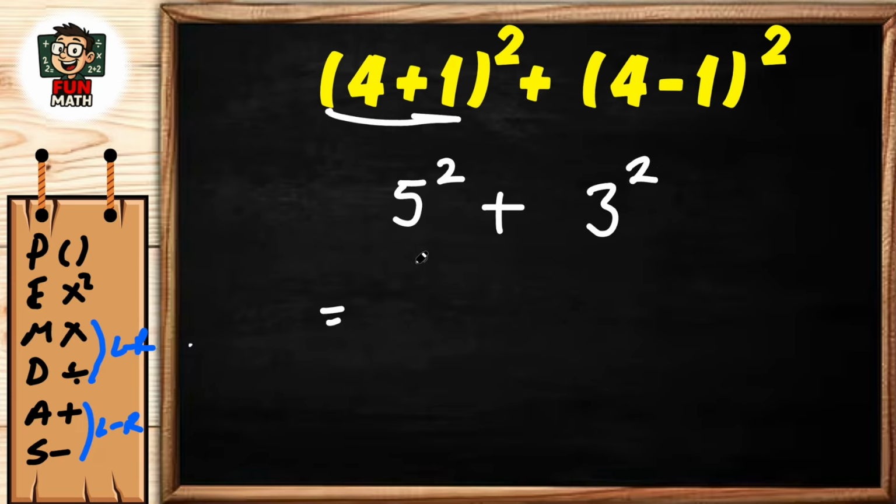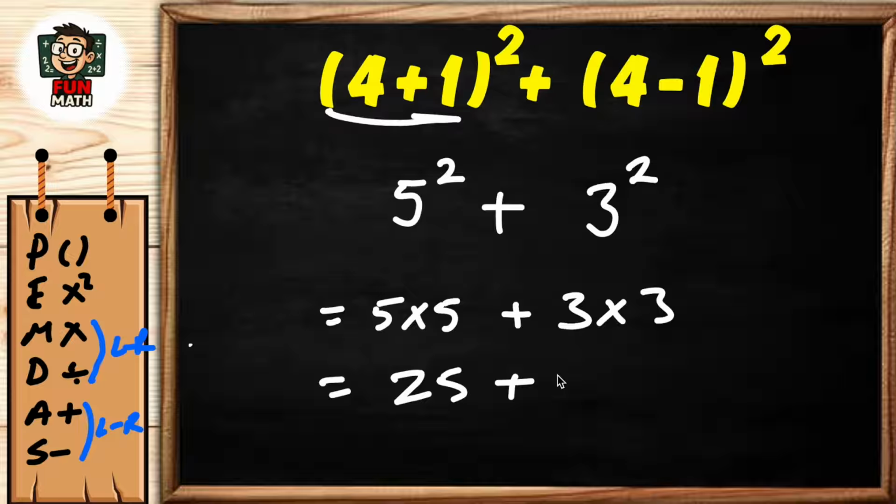5 to the second power equals 5 times 5. 3 to the second power equals 3 times 3. Now let's find the result of the multiplication. 5 times 5 equals 25, plus 3 times 3 equals 9. Finally, addition. 25 plus 9 equals 34.